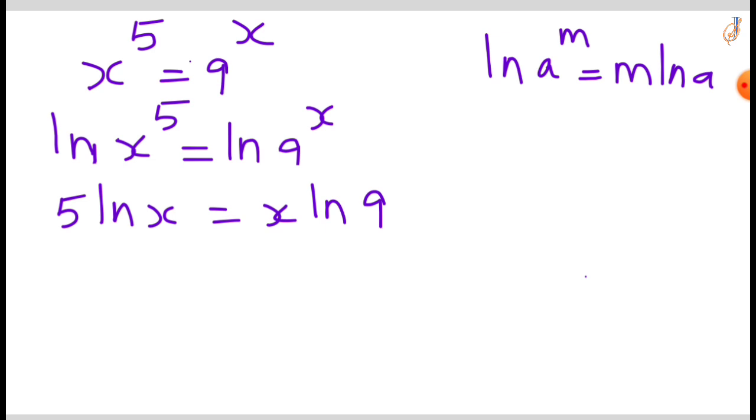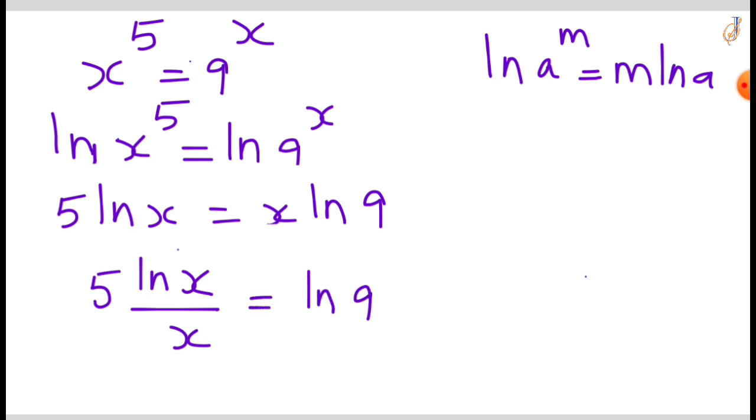Our goal is to find x, so send all the x terms to one side. That's why we divide both sides by x. So then 5 times ln x over x is equal to ln 9. And you can write this as ln x over x equal to ln 9 over 5. Now x terms are on one side and constants are on one side.